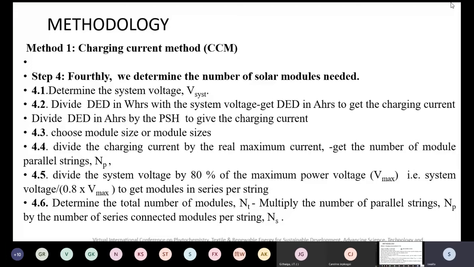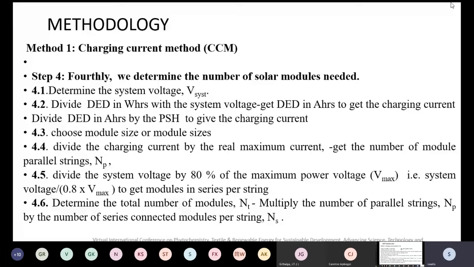So the next step is to determine the number of solar modules needed in this charging current method. Once you have determined the system voltage, the next thing you need to do is use the daily energy demand in watt-hours to get the charging current of the system. Once you do that, you go to the market and check the types and sizes of the modules or panels that are available, and you get the right combination of panels that will give you that charging current to the batteries.